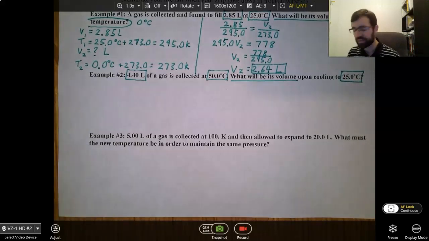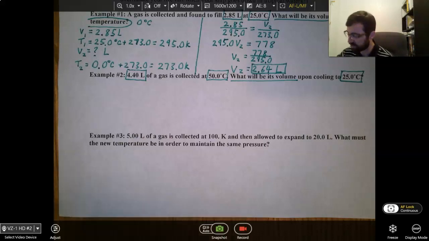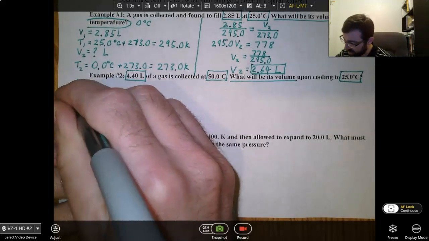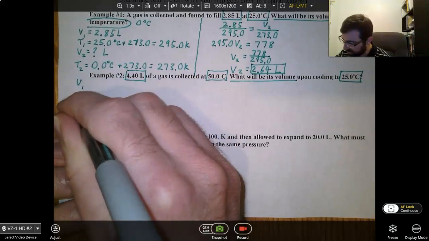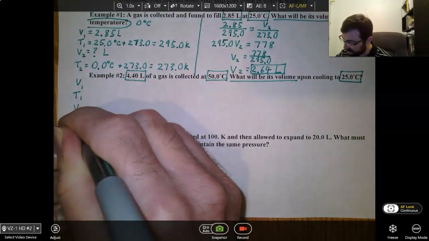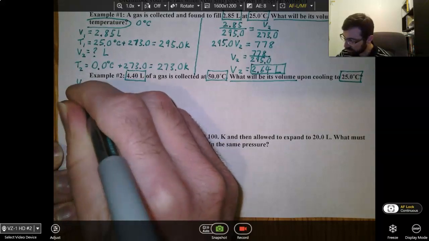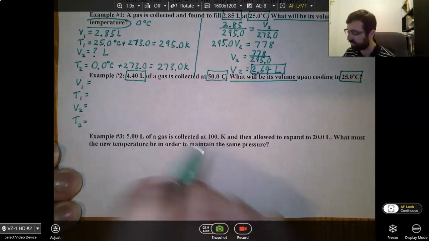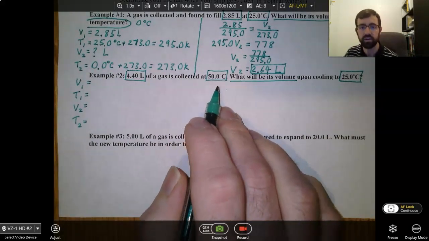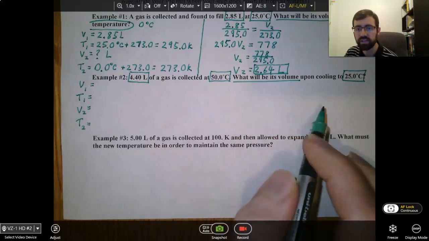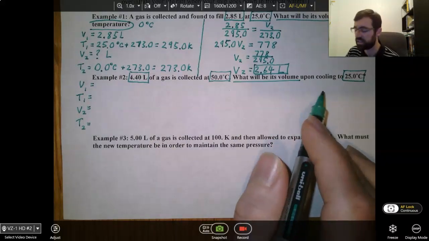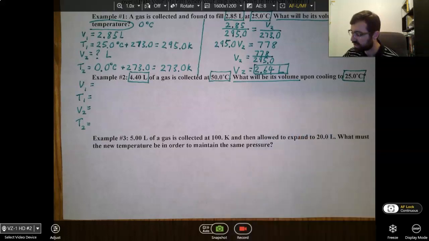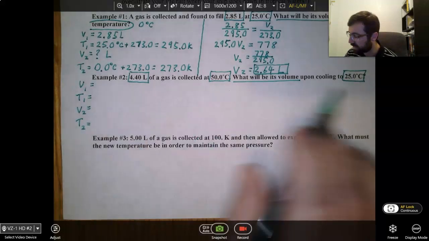This is Charles's law, so it's volume and temperature, V1, T1, V2, T2. So let's write that down. V1, T1, V2, T2. 4.40 liters is a unit of volume, and then 50.0 degrees Celsius is a unit of temperature. Looks like we're decreasing temperature. It says cooling, so that's decreasing temperature to 25.0 degrees Celsius. So this is V1 and T1, and V2 would be unknown and T2.